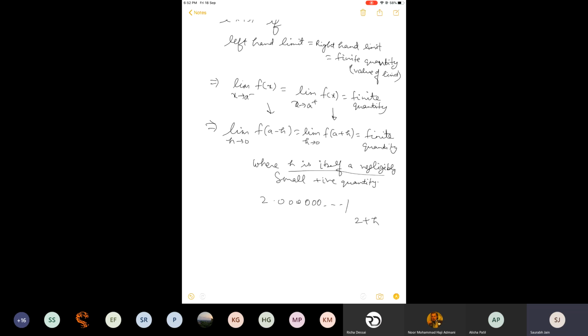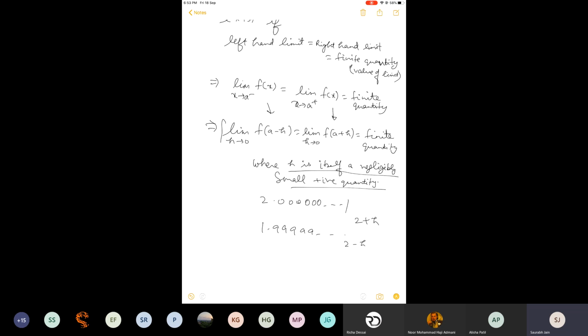Why? Because what is h? It itself is a very small positive quantity. Suppose I have to say 1.999. Then instead of this, I'll be using 2 minus h. Why? Because h itself is a very small positive quantity. So 2 minus h gives us an idea that it is less than 2. 2 plus h gives the idea that it is greater than 2.